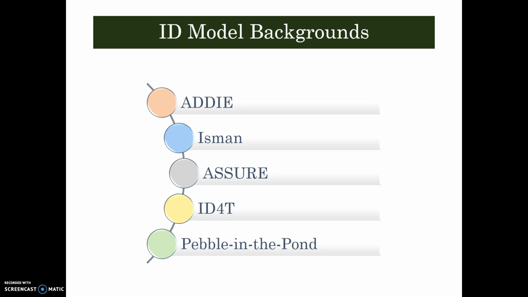The instructional design model backgrounds used in the model provide organization, structure, and guidance to the design process. And like the learning theories, they are complex and numerous. Unlike learning theories, they are flexible and interchangeable. Each one of these models was designed to satisfy a particular style or need, but can, with a little creativity, accommodate other styles or needs. The ID models incorporated into the Think, Then Do model are ADDIE, ISMAN, Assure, ID4T, and Pebble in the Pond.